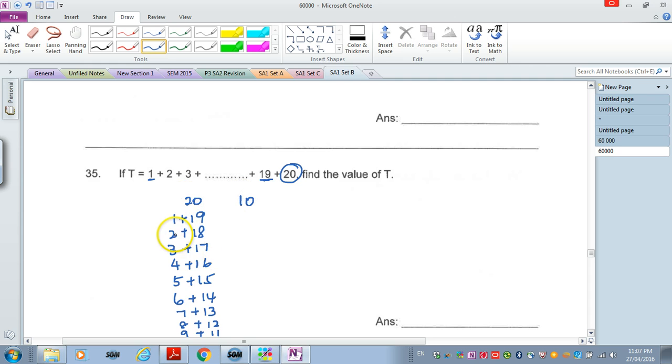So I have 1, 2, 3, all the way up to 20, right? So I will have to find how many groups of 20 I get. 1, 2, 3, 4, 5, 6, 7, 8, 9, 10. So 10 groups of 20, which is my 200, and I have my 10. So 200 plus 10, my answer is 210.